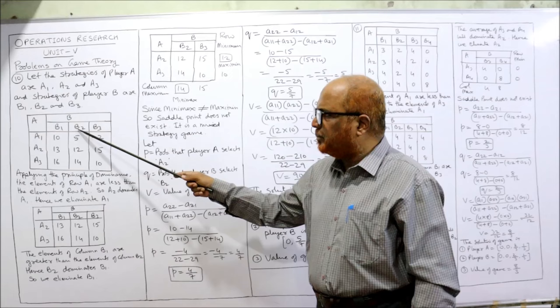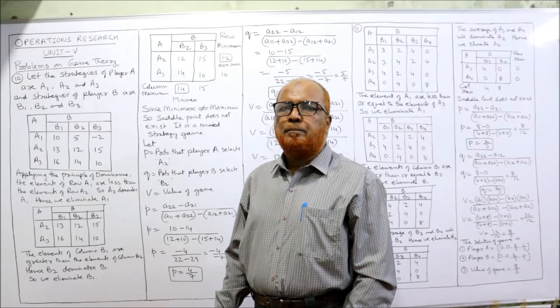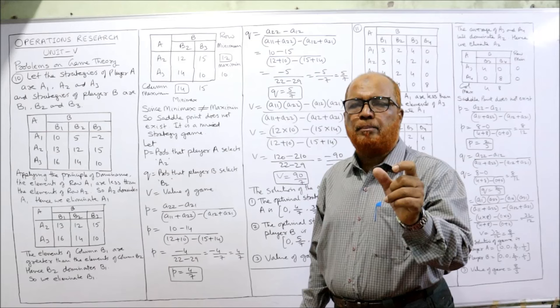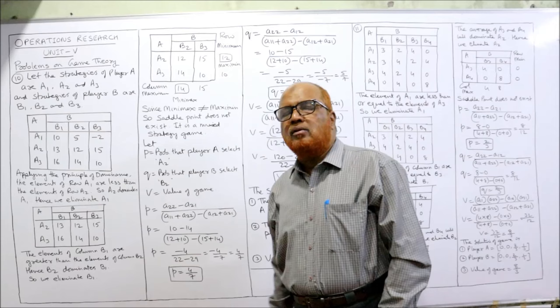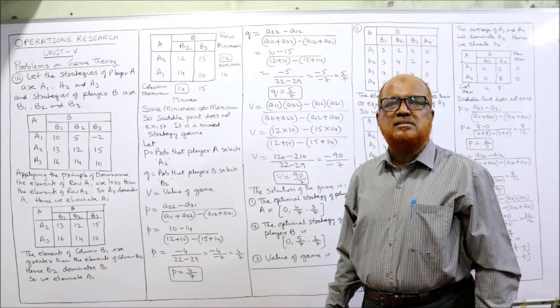Now we have to apply the principle of dominance. The principle of dominance says, for the maximizing player, he will keep the maximum and eliminate the minimum. For the minimizing player, he will keep the minimum and eliminate the maximum. In rows, we always assume the maximizing player. In columns, we assume the minimizing player. A is the maximizing player, B is the minimizing player, right?